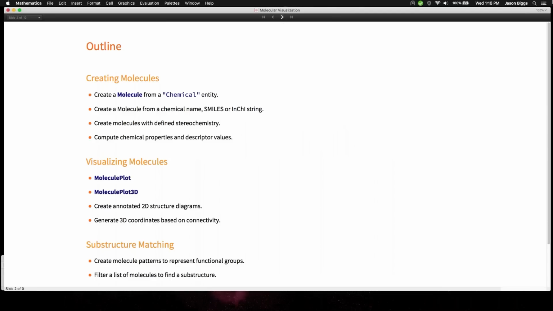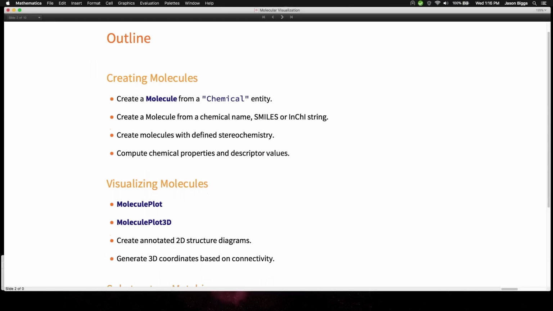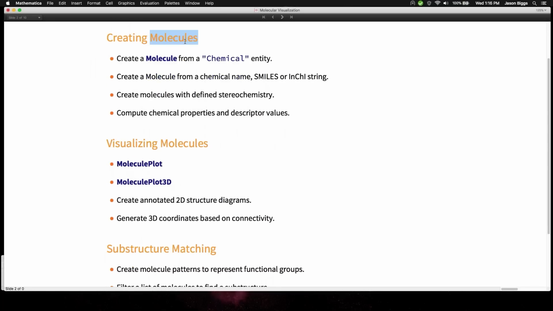I'll go up to 125% here. I'm going to talk first mainly about creating molecules, the different ways that you can create a molecule, be it from an entity or a name or a SMILES string or a list of atoms and bonds. I'll show you how you can compute properties and descriptor values, and then focus on the main topic, the visualization, how you can make 2D plots with MoleculePlot and 3D plots.